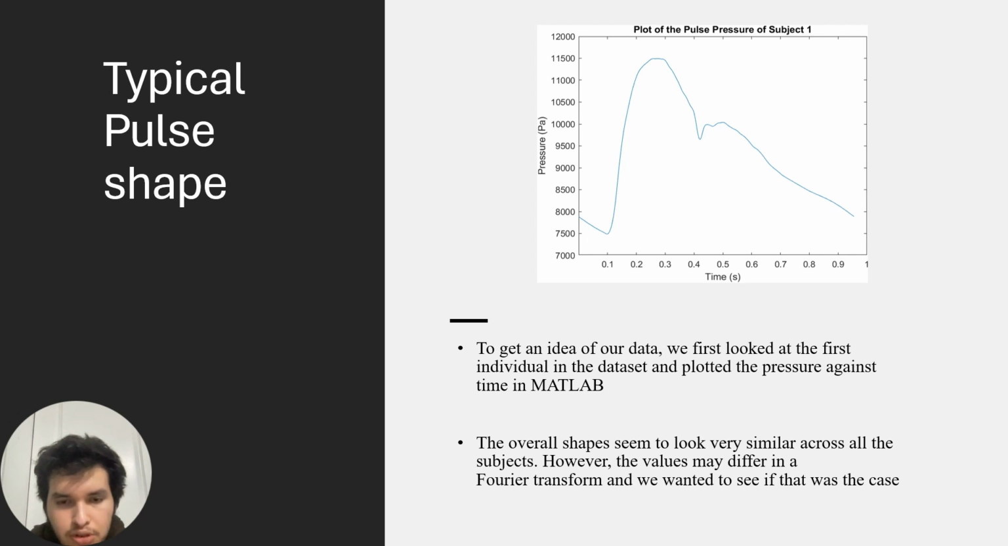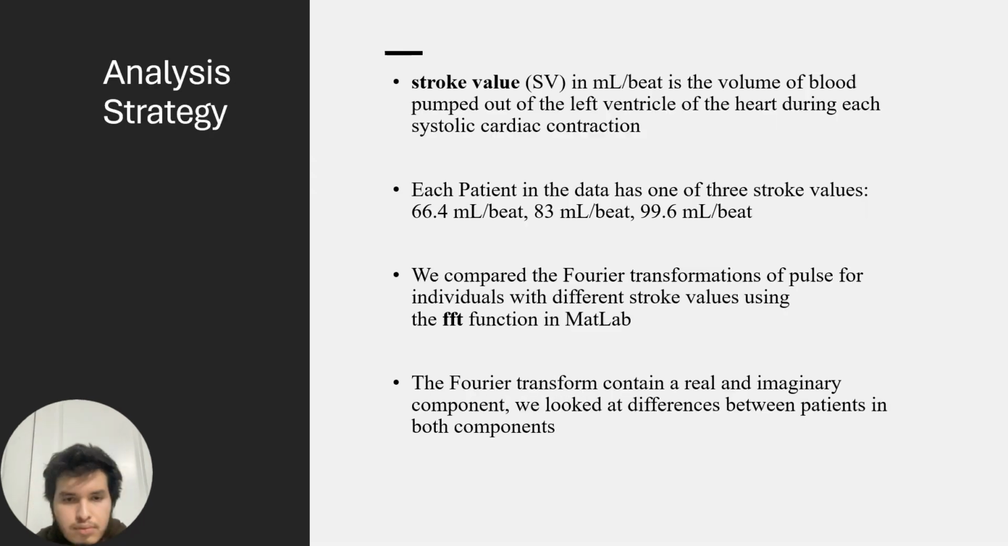Typical pulse shape. So to better understand our data, we graphed it so that time was on the x-axis and pressure was on the y-axis. The overall shapes seem to look very similar across all the subjects. However, the values may differ in a Fourier transform, and we wanted to see if that was the case.